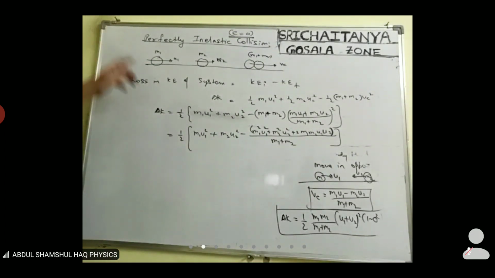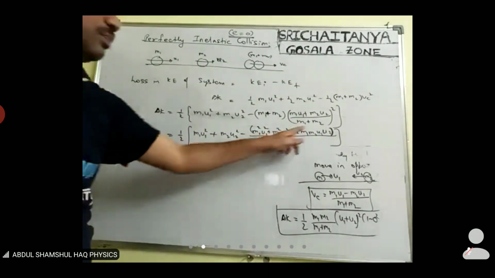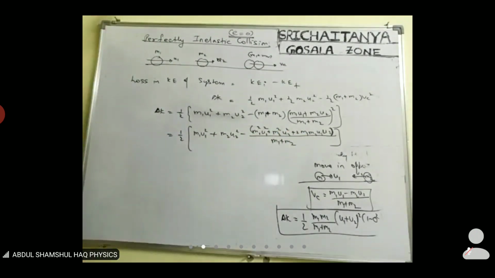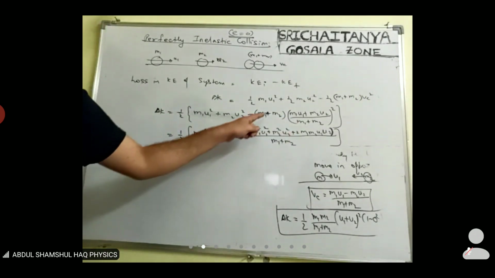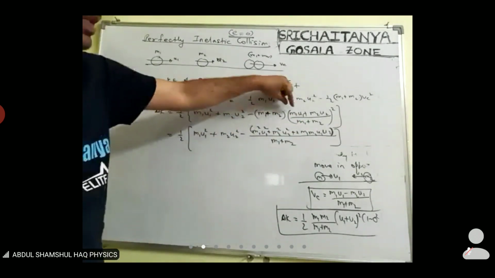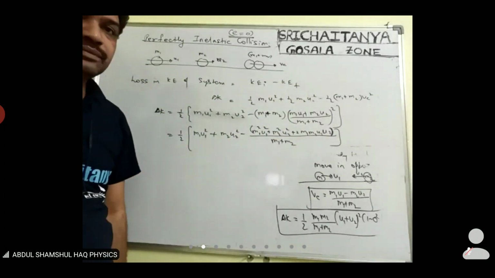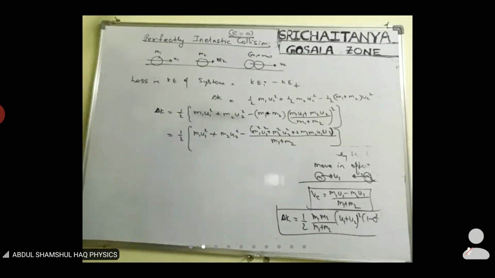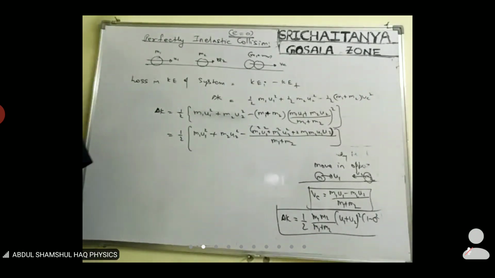You understood? m1 u1 square plus m2 u2 square minus this part, all divided by m1 plus m2. There is a square term in the denominator and only one term is there, so one term will cancel out. I expanded a plus b whole square in the numerator. Is that okay? So is that okay, Shashank? Other students, please see. Right.